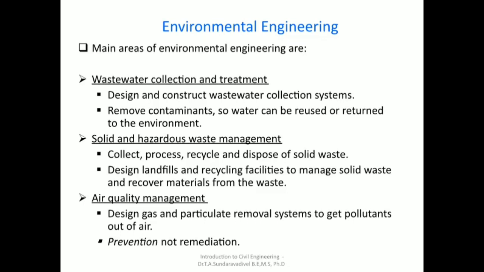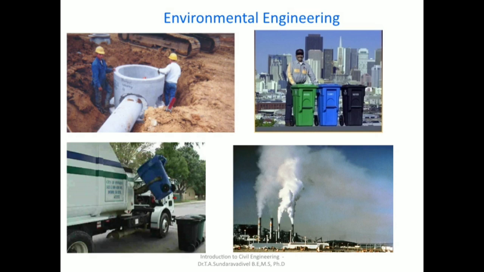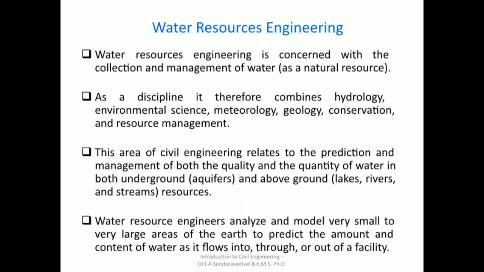What are the areas of environmental engineering? The environmental engineer is concerned with wastewater collection and treatment, solid and hazardous waste management, air quality management, and so on. These are some of the pictures which show the function of an environmental engineer. The environmental engineer cares for the environment, like collecting waste, and thinks about air pollution, hazardous waste, and wastewater collecting systems, etc.